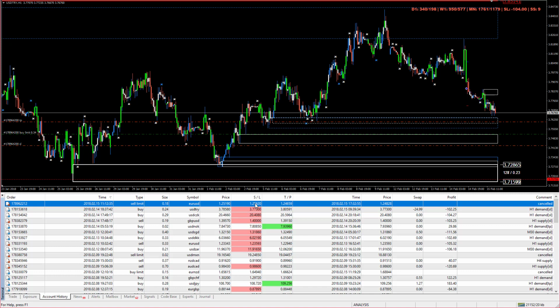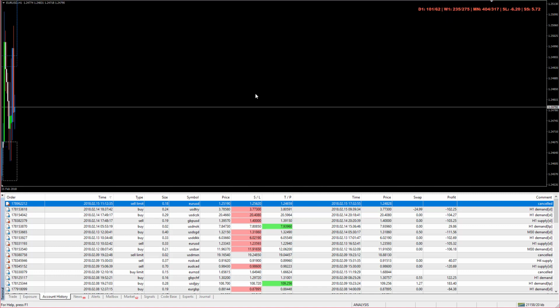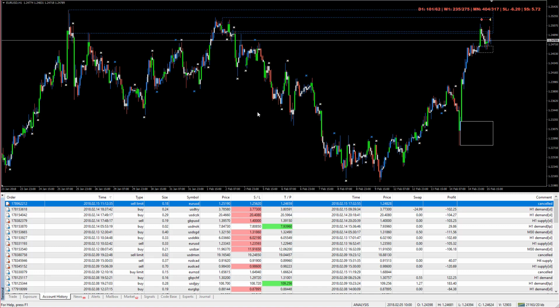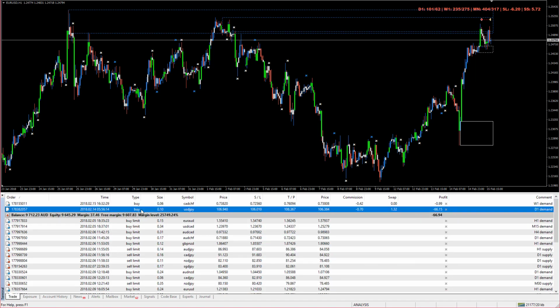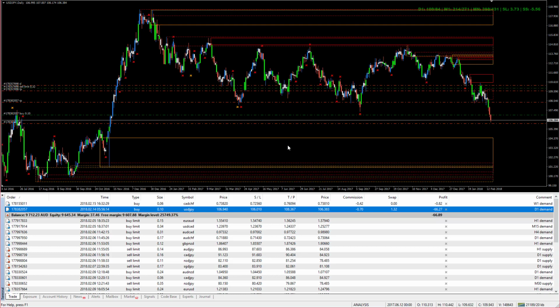We have this one here. I don't know what this is, euro or US dollar. Let's have a look. That was a short up here. The price didn't really get there, so we got out. Let's have a look at the trades that we currently have on. We have this one. This is the dollar yen, which is a really nice pattern here.